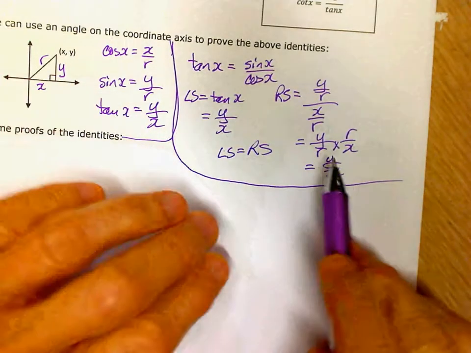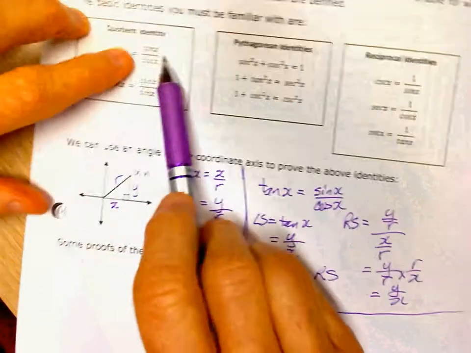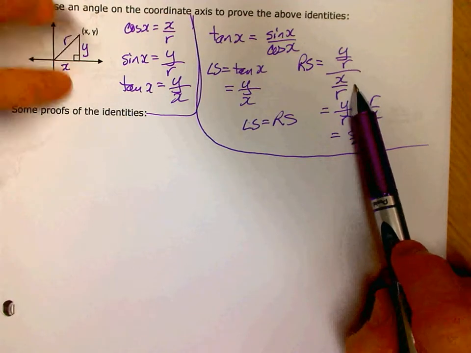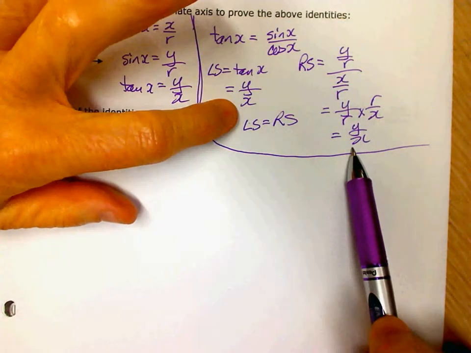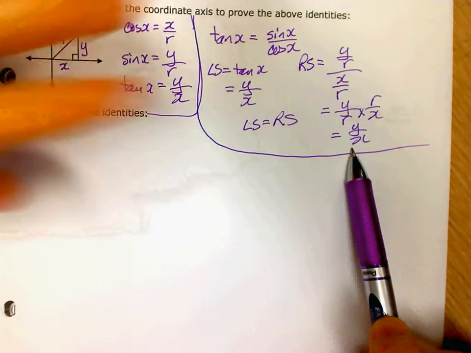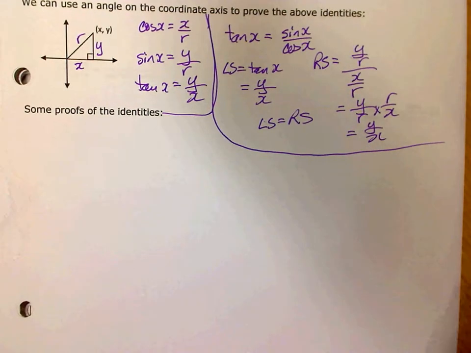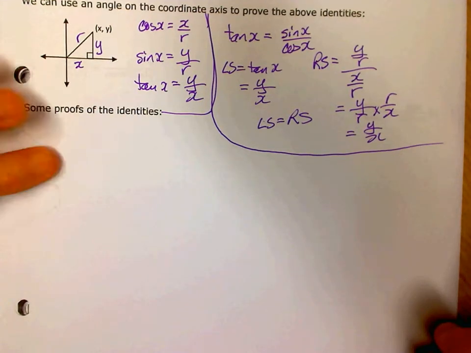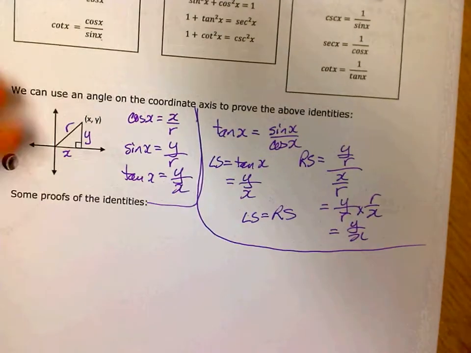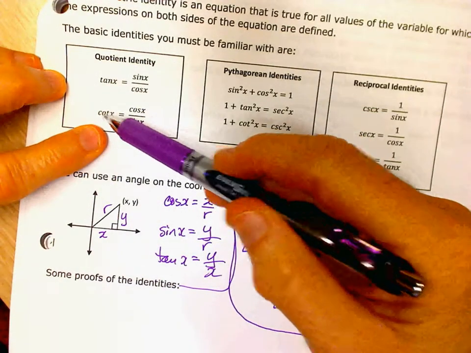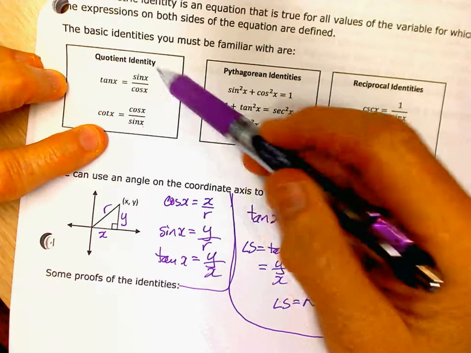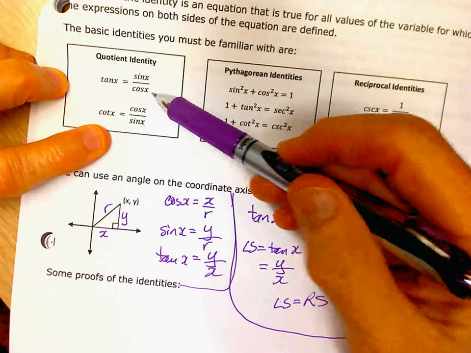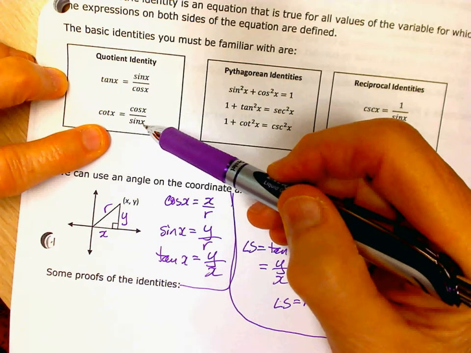Right? That's why tan x equals sine x over cos x, because as you can see, when we use these variables to prove it, the left side equals the right side. And this is just the reciprocal, right? Cotan x is just the reciprocal of tan x, so that's just going to be the reciprocal of sine x over cos x, which is cos x over sine x.